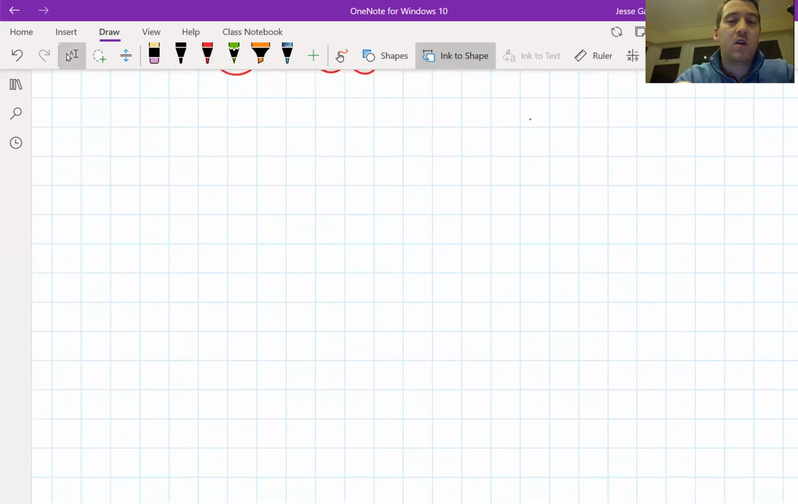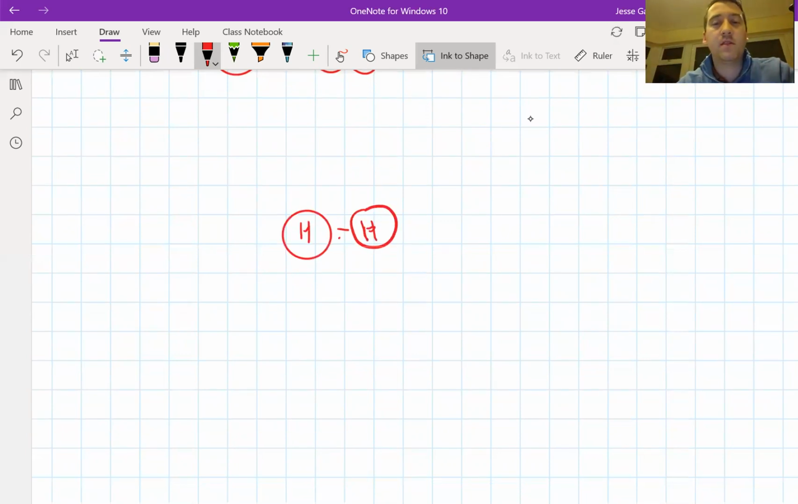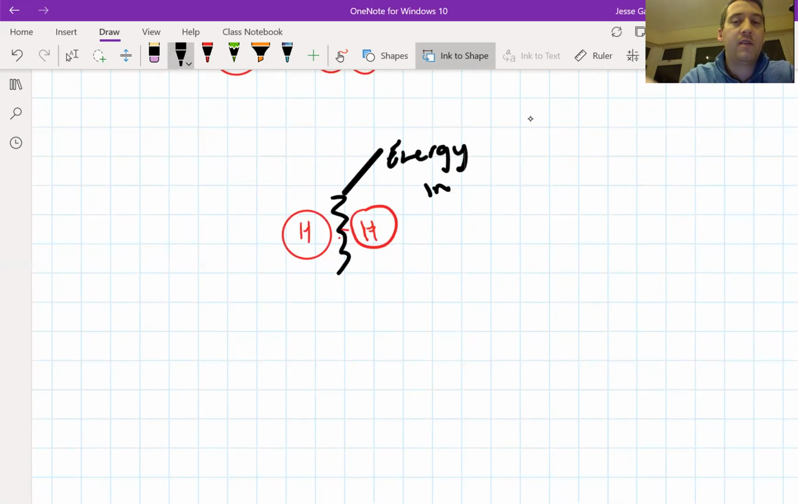But one thing we must know is, say I have, for example, H bonded with another H. This is an element. Hydrogen bonded with another hydrogen is an element. If I was to break this bond, that would be energy in. So that would require energy. But there's only hydrogen present.